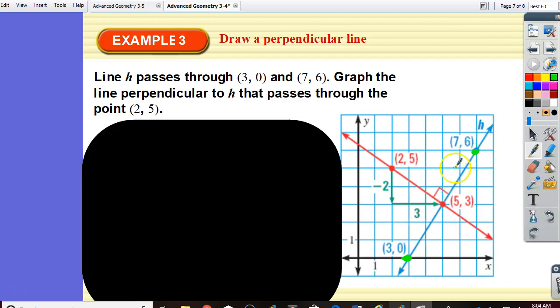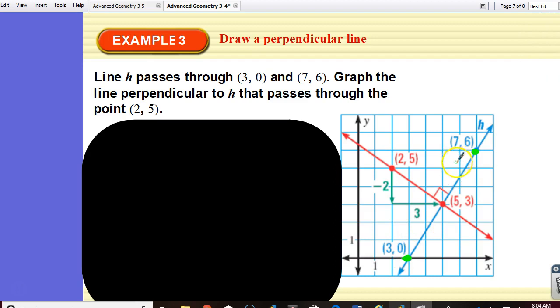So once that line's graphed, and we need a line perpendicular to it through 2, 5. So go over to 2, up to 1, 2, 3, 4, 5, and you put a dot there, okay? So you have your original line. You have your new point. So now, what you need to do is you need to know that perpendicular lines have negative reciprocal slopes. So what is the slope of the original line? Rise 1, 2, 3, 4, 5, 6. Run 1, 2, 3, 4. 6 over 4 reduces to 3 over 2.